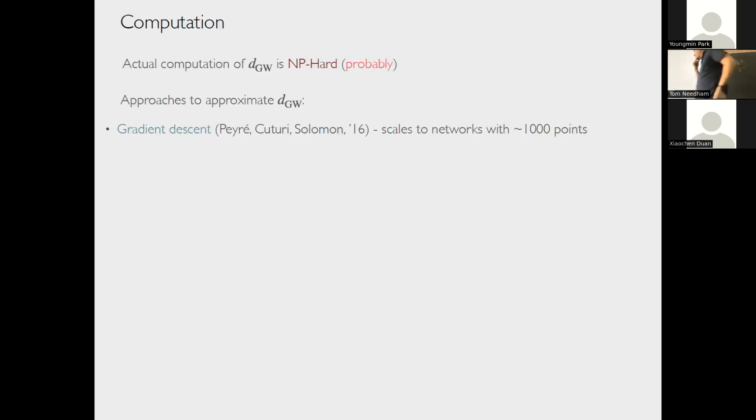Okay, so computation. This relaxed LP version of Gromov-Hausdorff distance, this Gromov-Wasserstein distance, is still NP-hard, probably. I say probably because it's an instance of a quadratic programming problem, and in general these are NP-hard. I don't know that anybody's proved this for Gromov-Wasserstein specifically. As far as I know, that is open. But almost certainly that's the case.